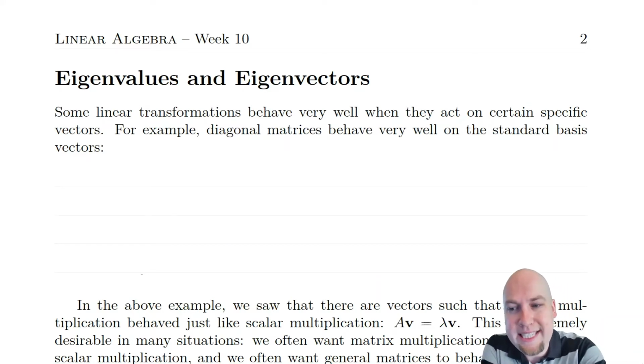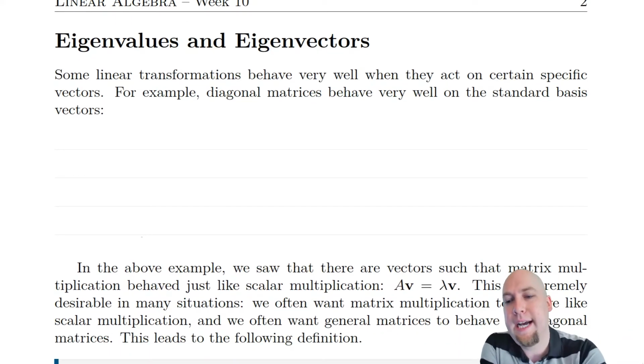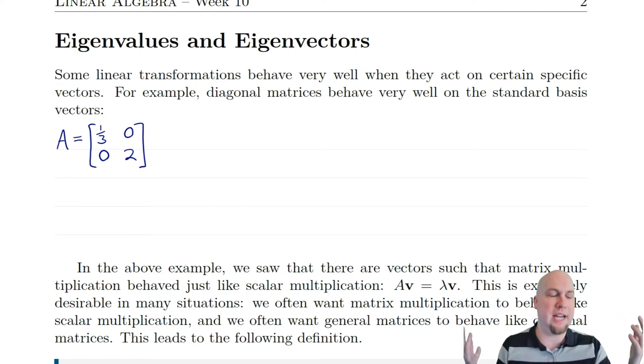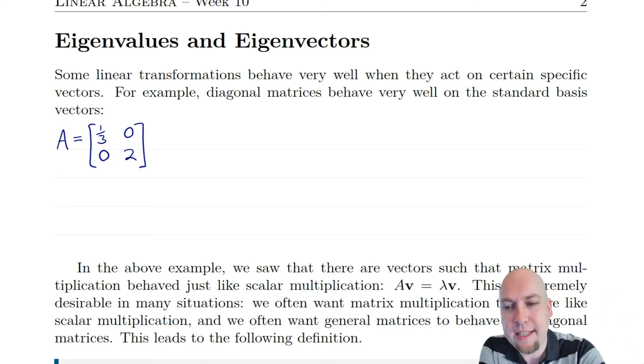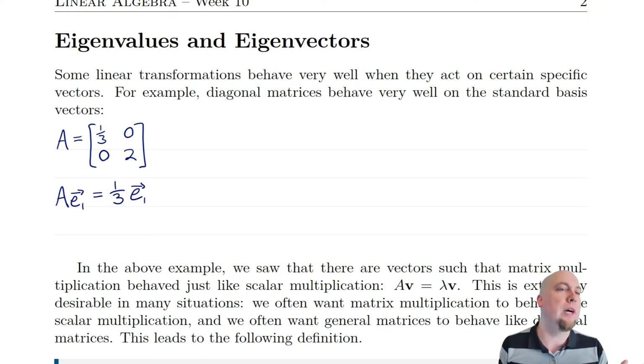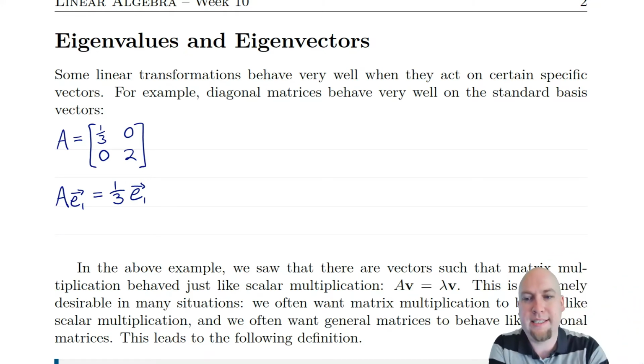Well, the idea behind them, before we get to the full proper definition, is to think about how nice diagonal matrices are, okay? So for example, if I had this diagonal matrix that just has 1/3 and 2 as its entries, then this matrix plays very well with the standard basis vectors. So remember, E1 and E2 are the vectors that have a 1 in the first entry and a 1 in the second entry respectively, and then zeros elsewhere.